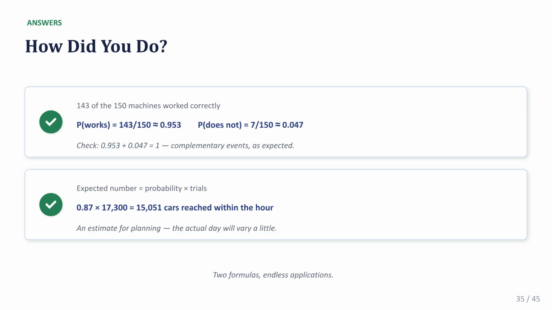Let's review the answers. For the washing machine component, 143 successes out of 150 gives us 0.953, while 7 failures gives us 0.047. Note how they sum to 1. For the rescue service, 0.87 times 17,300 gives us 15,051 successful rescues. These estimates help us plan, even if actual day-to-day results fluctuate.